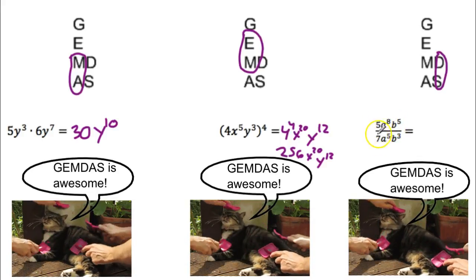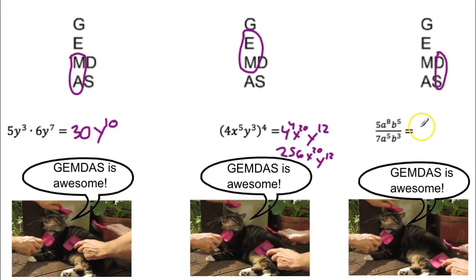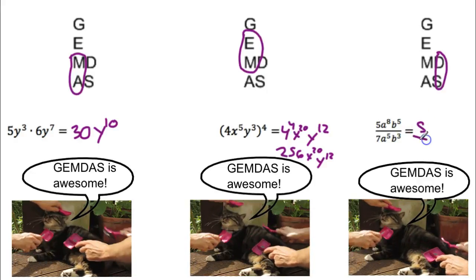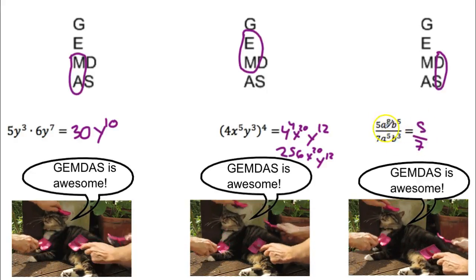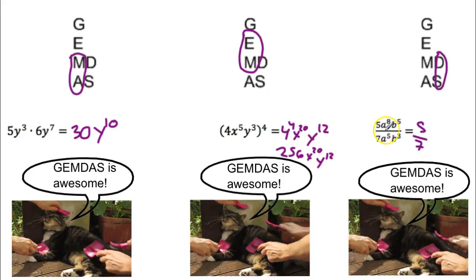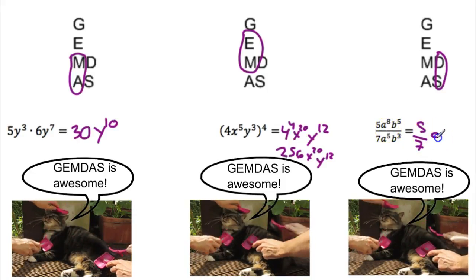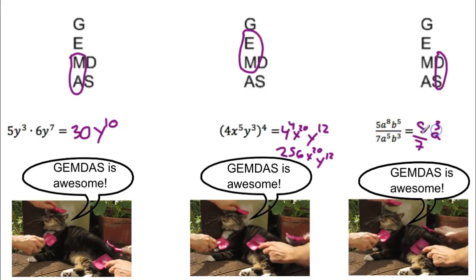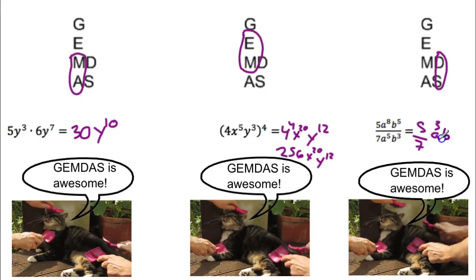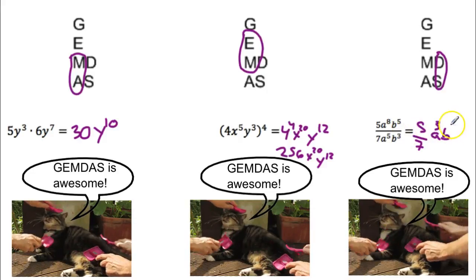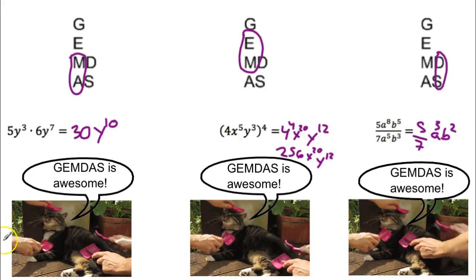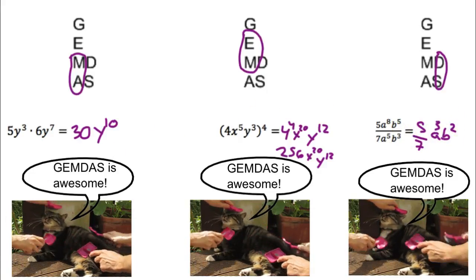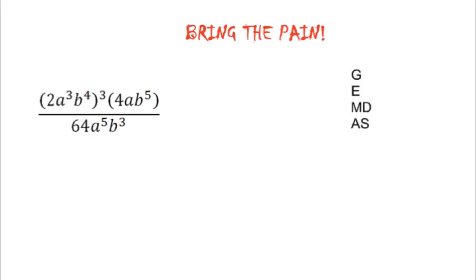So first I look at these numbers. Well, I can't really reduce them, so I'm just going to write it again: 5/7. And now I subtract the exponents that have matching bases. So a, 8 minus 5 is 3. And then b, 5 minus 3 is 2. Voila, done. All right, last one, and we are bringing the pain.